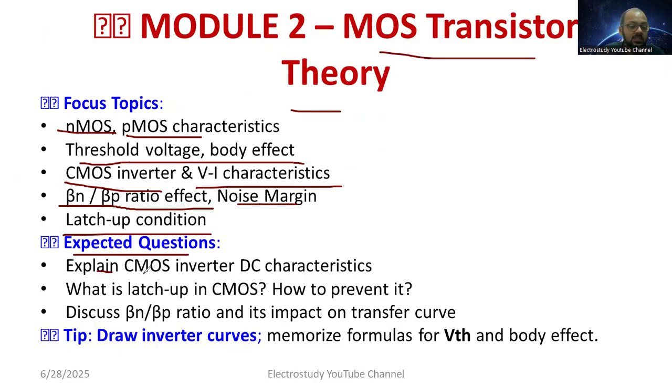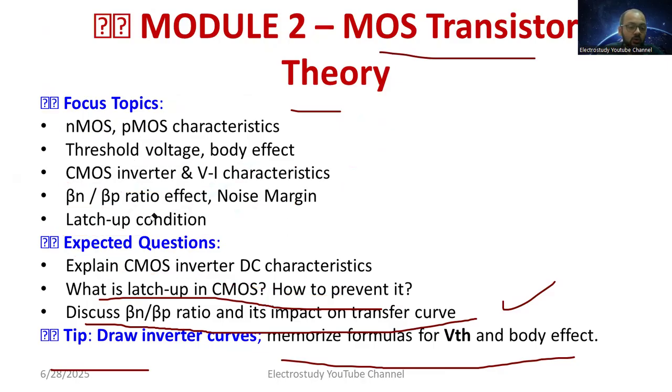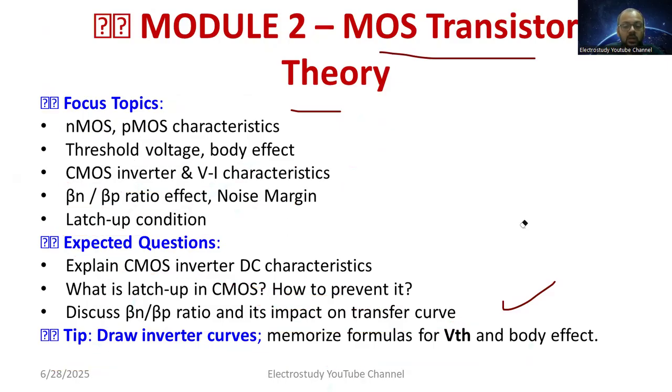Probable questions are: explain the CMOS inverter and DC characteristics. What is latch-up in CMOS? How to prevent it? Discuss the beta n by beta p ratio and what its impact is. There is a curve associated with beta n by beta p that you should also study. Draw the inverter curve, and memorize the formulas for threshold voltage and body effect. These are the probable questions, some of the sure-shot questions you can expect in your examination. So please keep these points in mind. Definitely, you can clear it.